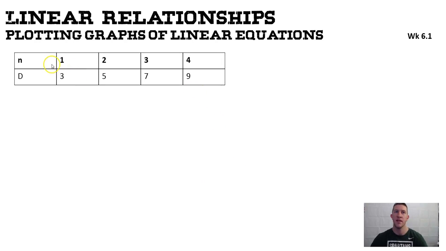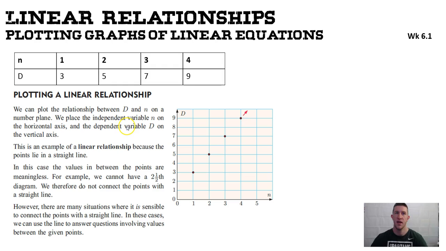So here's our table again. We had N, which was the picture number, and D is the number of dots corresponding to that picture. If we wanted to plot a linear relationship, we can plot the relationship between D and N on a number plane. We place the independent variable N on the horizontal axis, which is our x-axis, and we place the dependent variable D on the vertical axis. From the table I can see that in my first picture I had 3 dots, in my second picture 5 dots, and in the third picture 7 dots.